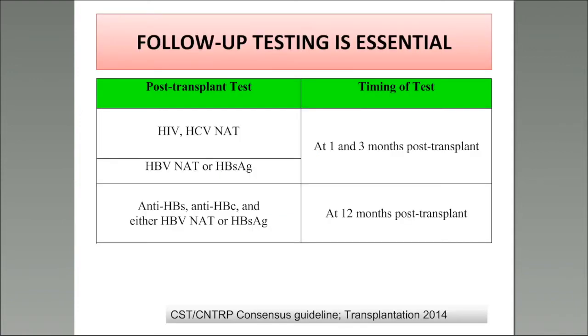So the important thing, if you do use these organs, and this is something that we found is not universally done, is to test the recipients afterwards, because you want to make sure you pick up a transmission as soon as it occurs. And the other important thing is, to pick up transmissions, you have to do NAT in the recipients, because they might not mount an antibody response, especially for Hep C, they might not mount Hep C antibodies. In that consensus guideline, we put forward one potential algorithm for post-transplant testing.